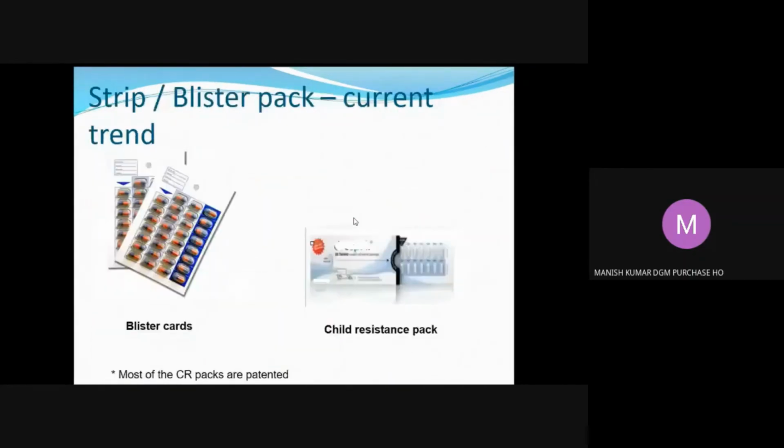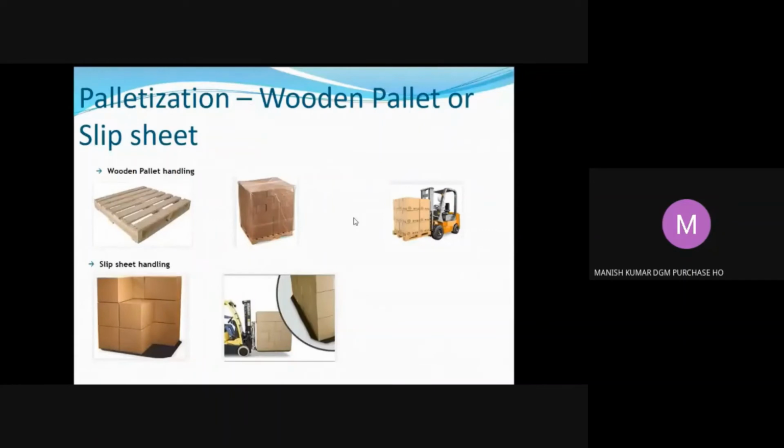Another topic is that after packing, we have to dispatch the material. If you are exporting it, you have to use a wooden pallet or slip sheets. A wooden pallet comes in different sizes, or if you are supplying to some country, we call it a Euro pallet, and also a US pallet. Anything you are dispatching to the US, normally they want the US pallet.